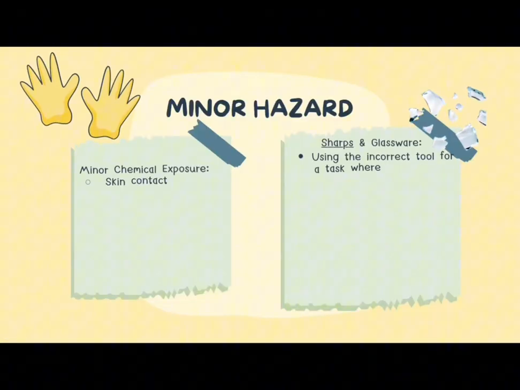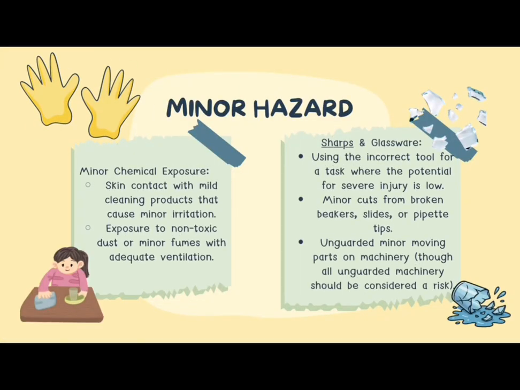So the next part is minor hazards. Minor chemical exposure refers to situations where chemicals are involved but the risk is low. For example, skin contact with mild cleaning products like diluted detergent or laboratory cleaners may cause temporary irritation such as redness or itchiness but usually not serious. Exposure to non-toxic dust or minor fumes, when the laboratory has good ventilation, these substances do not build up in the air, so the risk to health remains low.